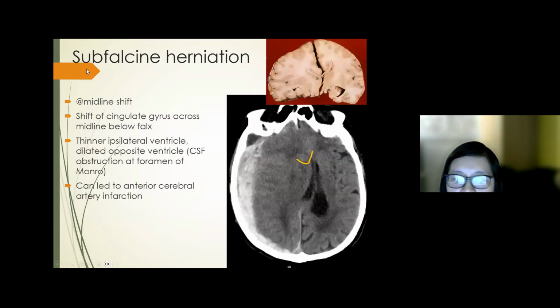I will start with subfalcine herniation, which is the most common type of herniation, also called midline shift. It is a shift of the cingulate gyrus across the midline below the falx, and it can cause a thinner ipsilateral ventricle. As we can see, this is a subfalcine herniation, and the contralateral ventricle is dilated. This is due to the large subdural collection on the right side. This kind of herniation can lead to anterior cerebral artery infarction.